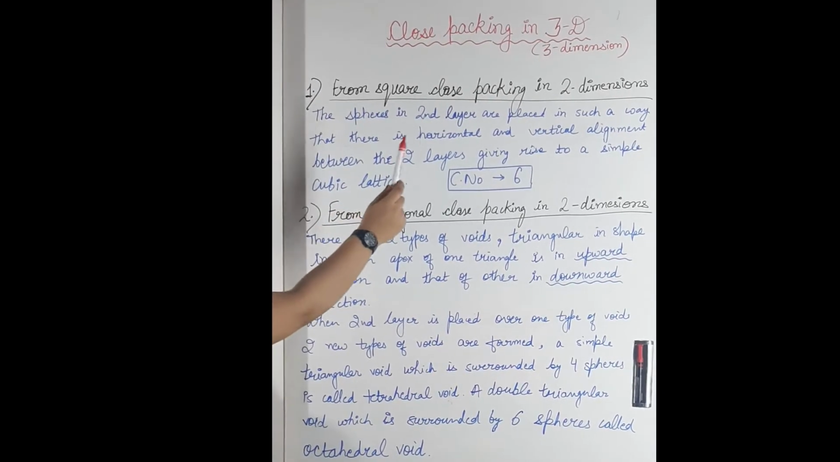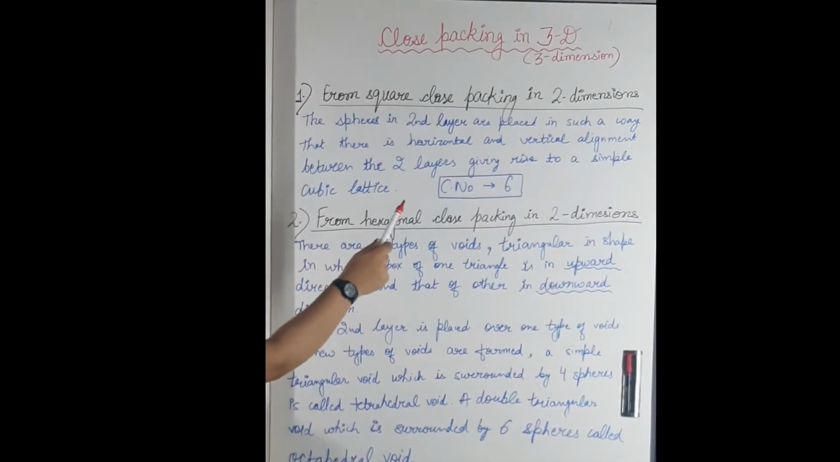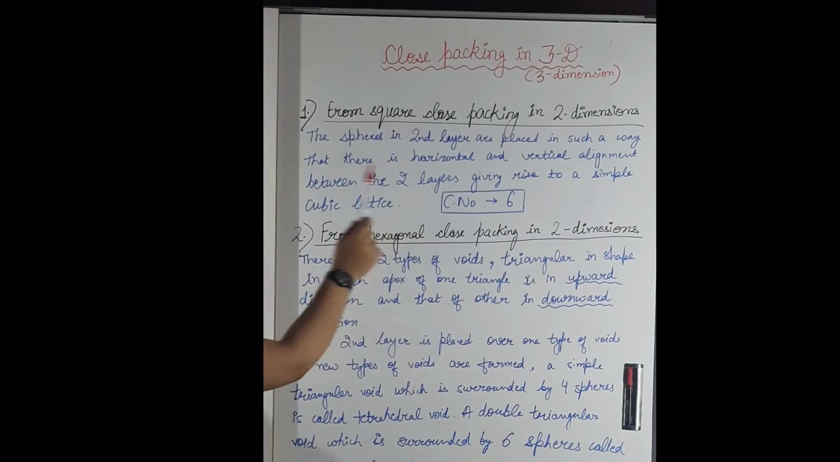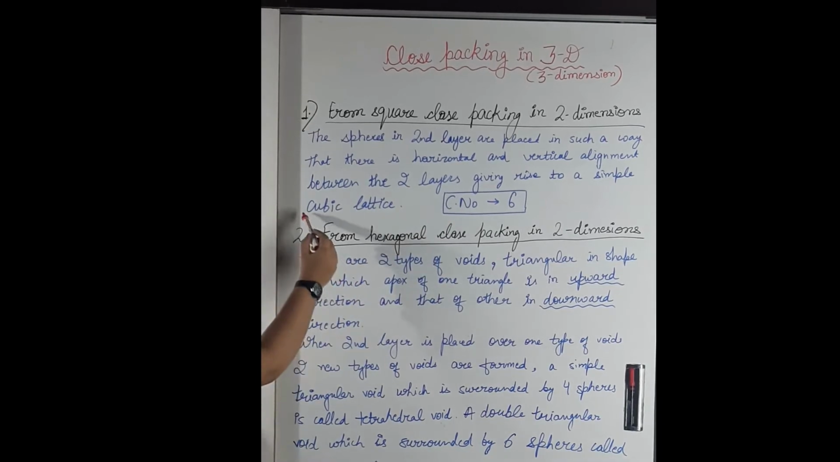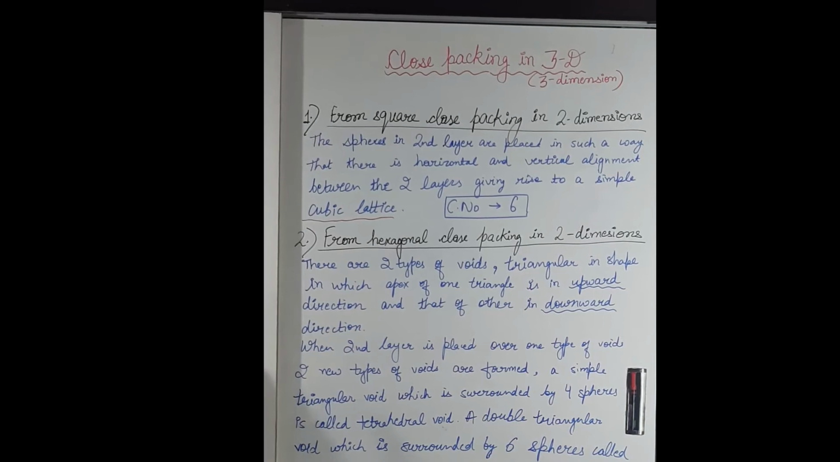From square close packing in 2 dimensions, the spheres in the second layer are placed in such a way that there is horizontal and vertical alignment between the 2 layers, giving rise to a simple cubic lattice. Here the coordination number is 6.